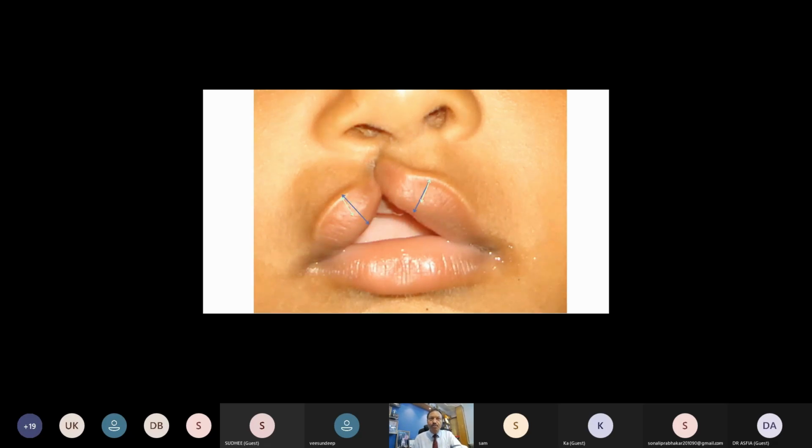So you have to choose a point where the peaks of the Cupid's bow on two sides, and the vermilion and the dry mucosa will be of equal thickness. Not here. So this is not the point, where the red one is the point where you should take the corresponding peak of the Cupid's bow on a cleft side.